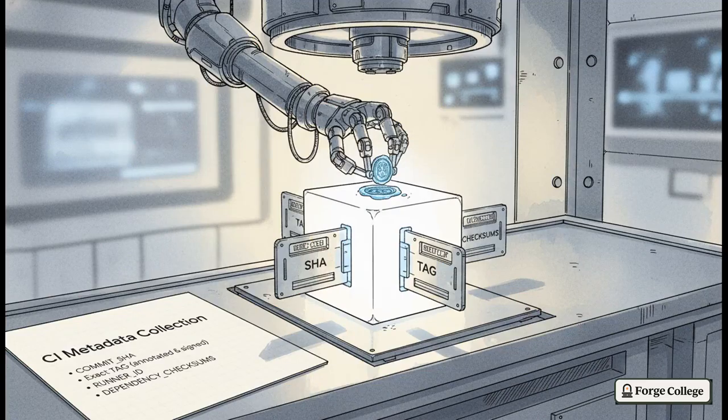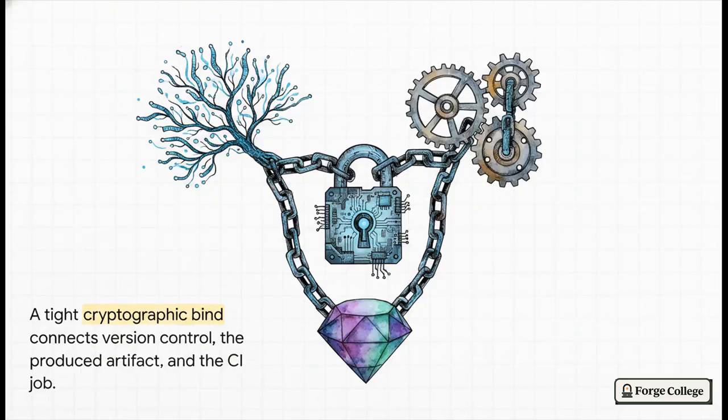The beauty of this is that you don't need a massive, complicated wall of code. Just ensure your script records these 4 specific metadata variables: the exact commit SHA, a signed tag, the runner ID, and a checksum of your dependencies. You bundle those up with a signature from a controlled external signing service. And pro tip, keep your private keys far, far away from your CI runners so they can't be stolen during a build. By applying these primitives, you are creating an unbreakable cryptographic bind.